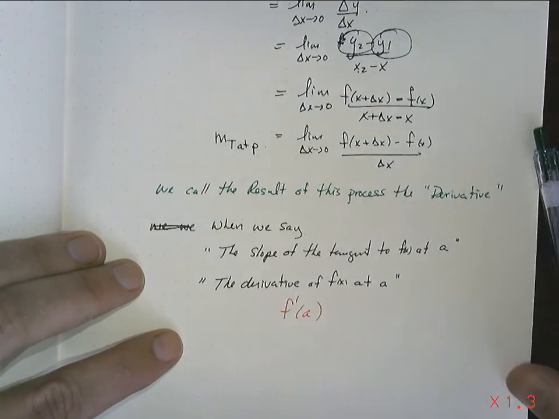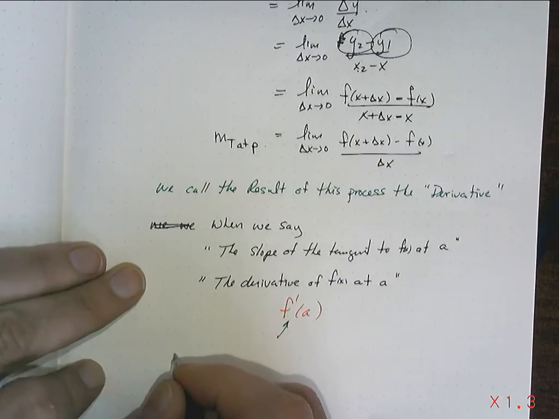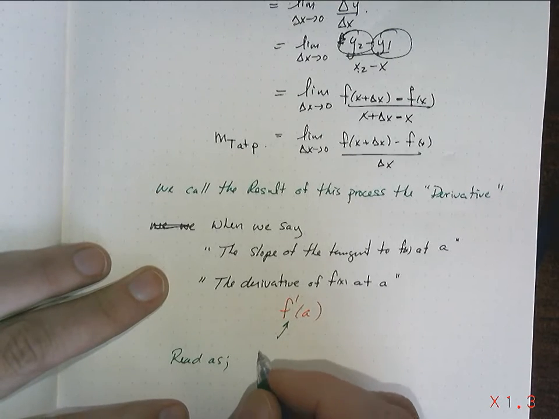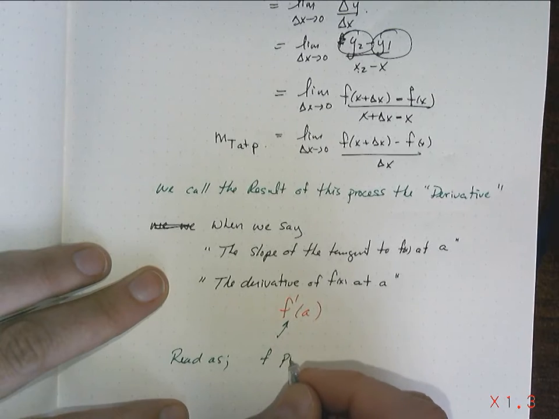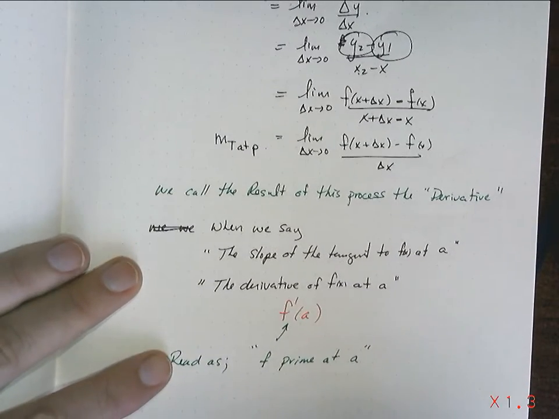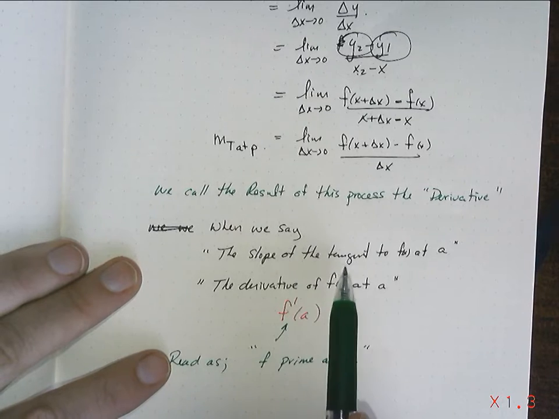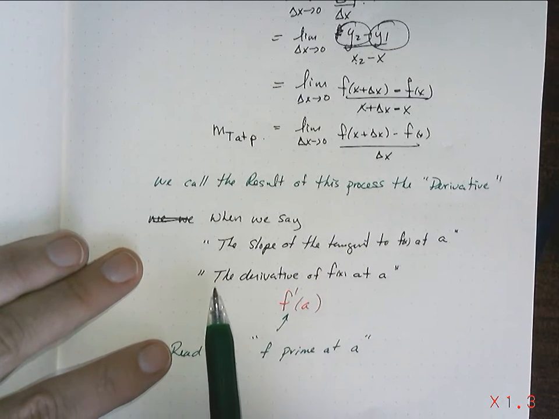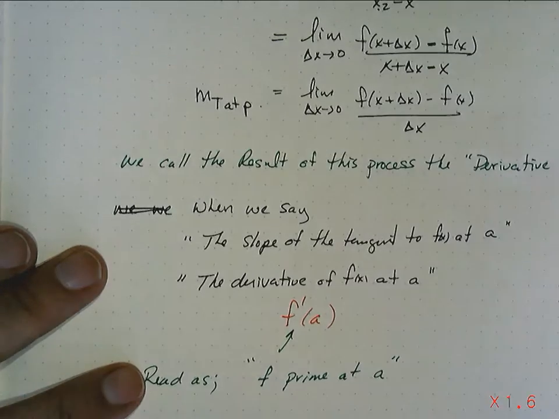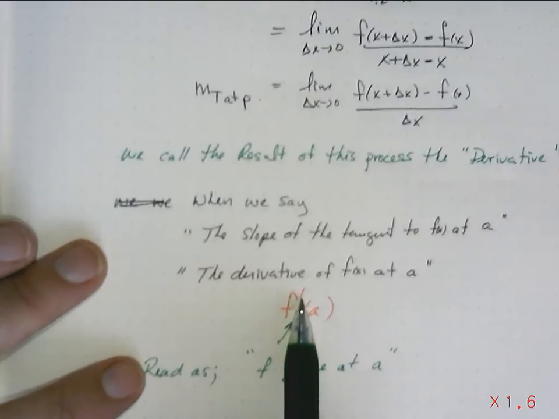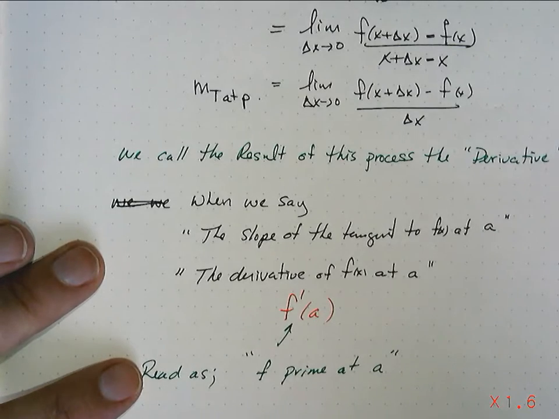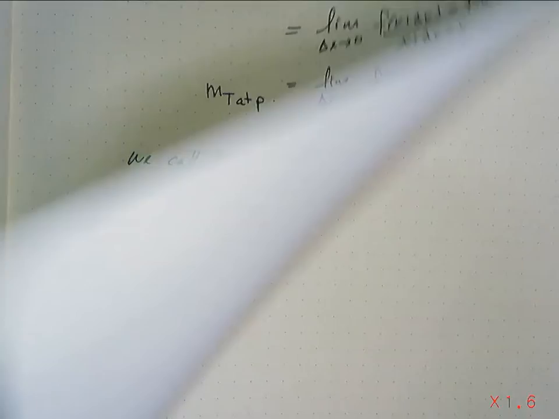And the way that you read this is f prime at a. And all of those mean the exact same thing. The slope of the tangent to f of x at a point A is also called the derivative of f of x at A. And if I want to write it in math speak, I'm going to write it like this. F with a little symbol up there, f prime at A. All of those mean the same thing. Okay? So we have a definition.